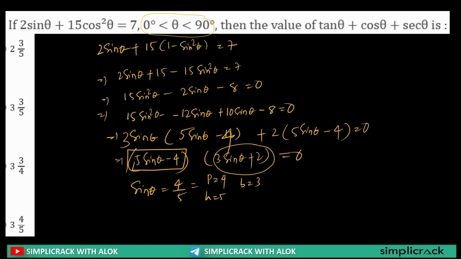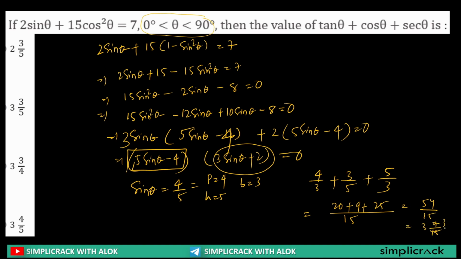Yes sir, you were right. So tan theta will be P by B, that is 4 by 3. Cos theta will be B by H, that is 3 by 5. Sec theta will be the reverse of cos theta, that is 5 by 3. So now it is 4 by 3 plus 3 by 5, divided by 5 by 3, which gives the answer 3 by 5. Clear? Yes sir, we are clear.